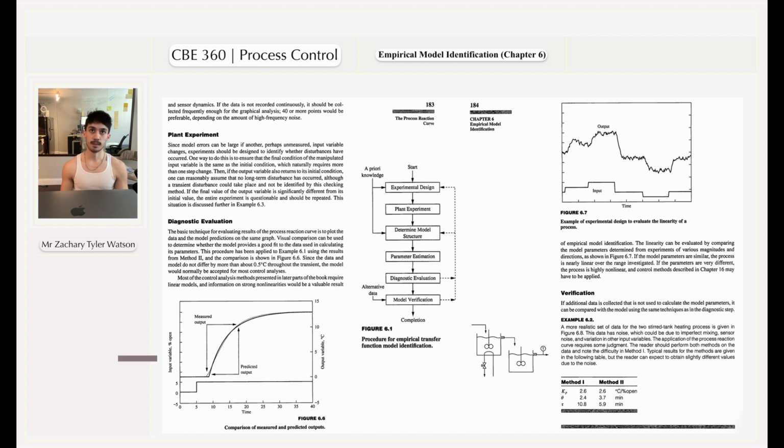Here we have figure 6.6, comparison of measured and predicted outputs. Next we have figure 6.7, example of experimental design to evaluate the linearity of a process.